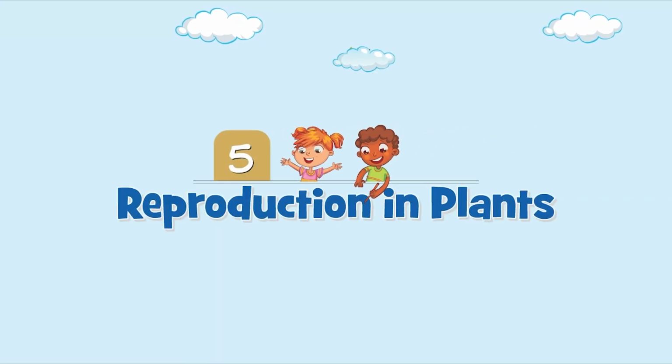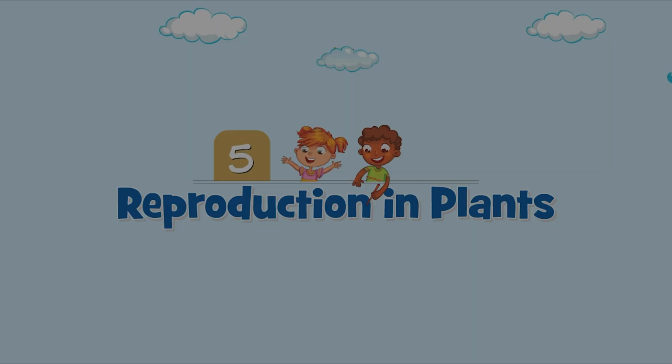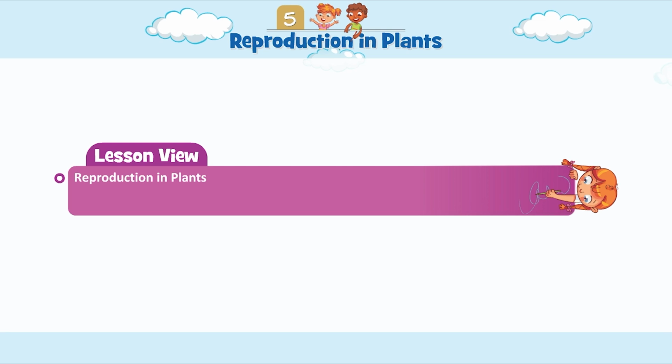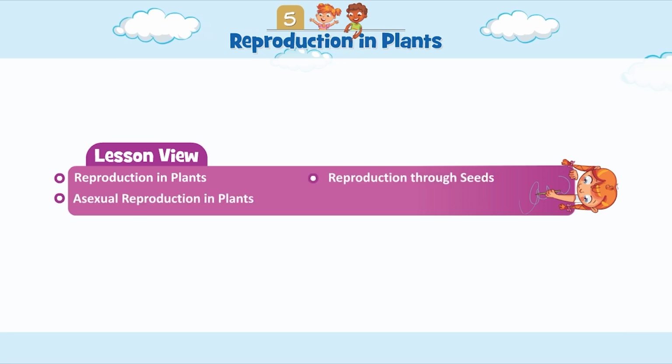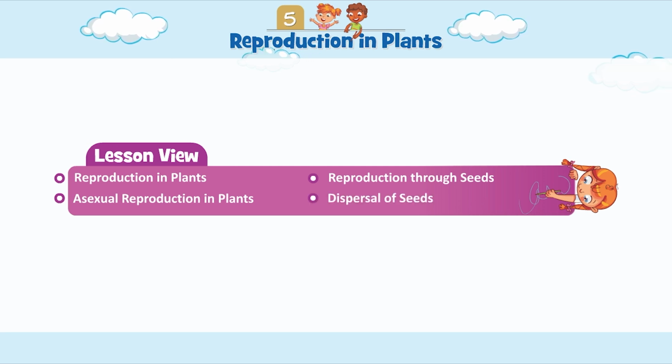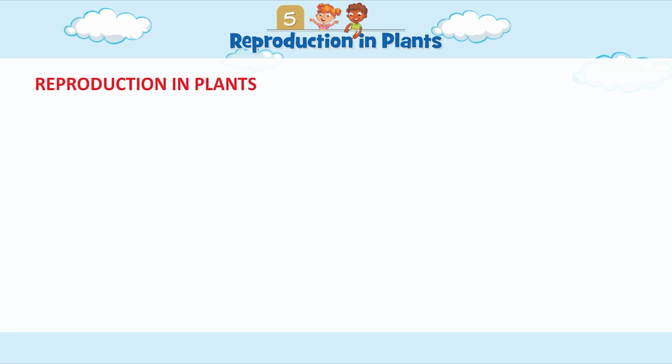Chapter 5 Reproduction in Plants. Lesson View. Reproduction in plants. Reproduction through seeds. Asexual reproduction in plants. Dispersal of seeds.